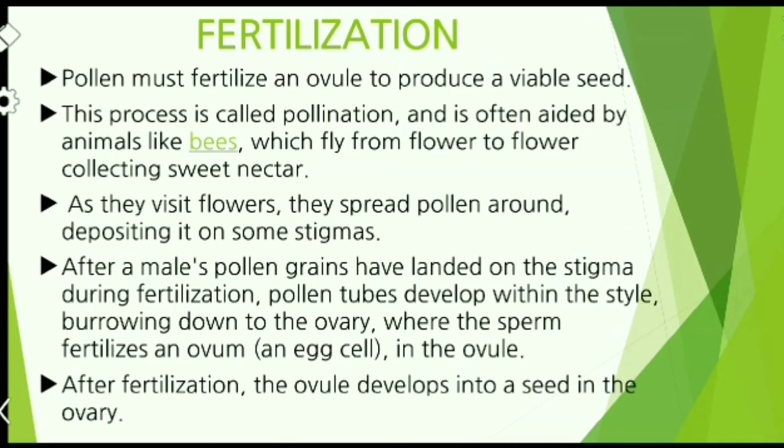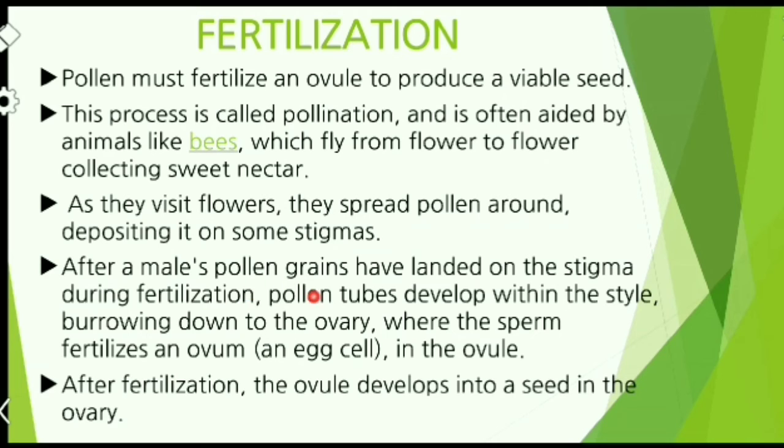Coming to the major part, how does fertilization happen? The pollen must fertilize an ovule to produce a viable seed. This process is termed as pollination, and it is often aided by animals like bees, which fly from one flower to the other collecting sweet nectar. As they visit flowers, they spread pollen around, depositing it on some stigmas.